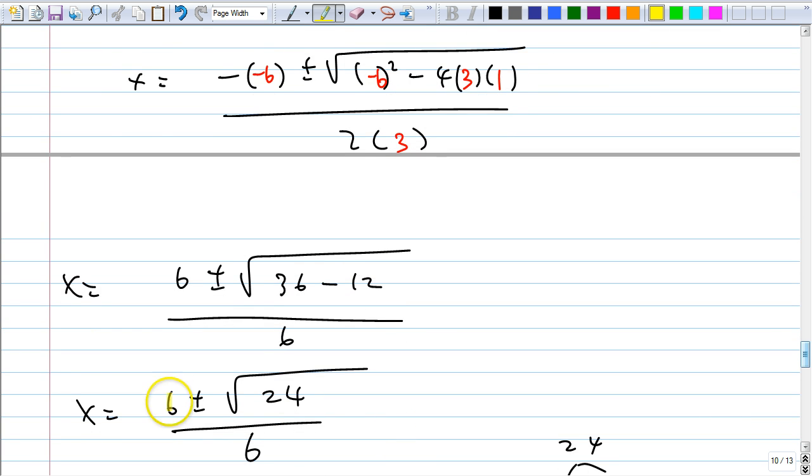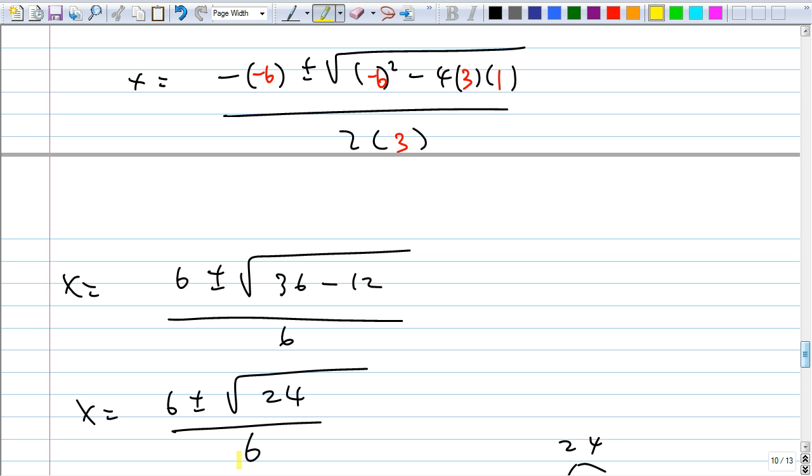A lot of you try to cancel out this 6 and this 6. Can I do that? No, because you have addition or subtraction here. If you had multiplication, yes, because then 6 would be a factor of the whole numerator. But this is 6 minus square root of 24 and 6 plus square root of 24, so you can't cancel those out. By the way, can I leave it as square root of 24? No. Why not? Very good.